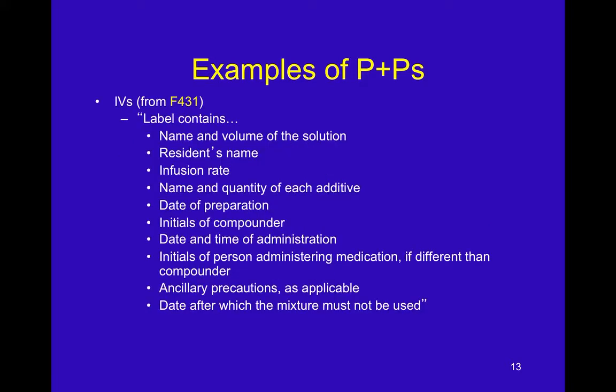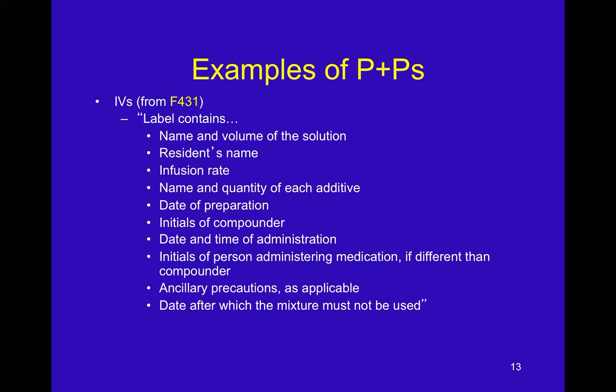Then the other thing is, for IVs, there are rules within F-TAG 431, a lot of which talk about labeling. So, for example, what needs to go on an IV label: the name of the medication, how much volume of it. If it's vancomycin 1 gram, vancomycin 1 gram is usually in 250 mLs of IV normal saline, so that needs to be put onto the label. The resin's name.